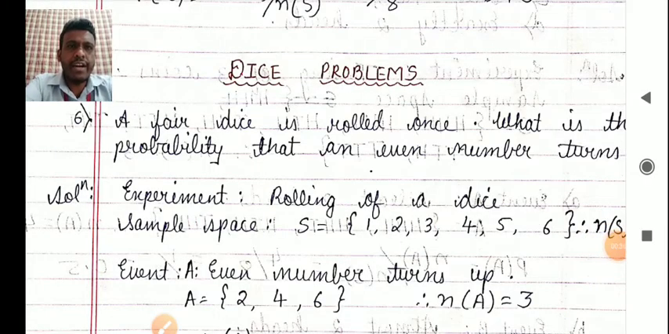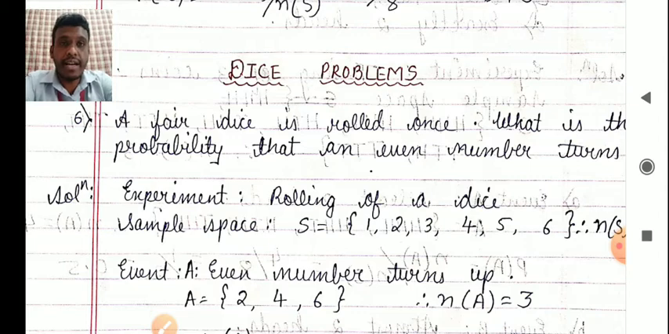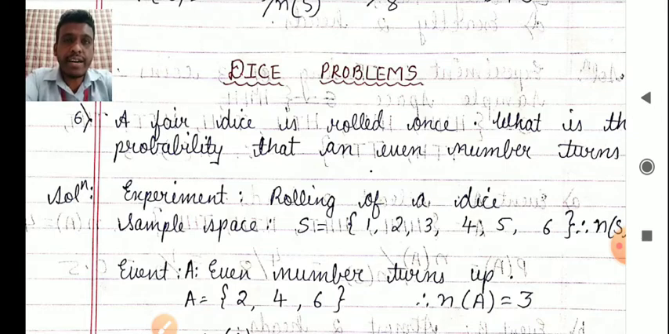So yesterday we had taken problems on dice, problems on coins. Today we shall take problems on dice. Dice has 6 faces, as we have seen. 6 faces are numbered 1, 2, 3, 4, 5, 6. When you roll one dice at a time, you will get either of these 6 numbers, that is 1, 2, 3, 4, 5 or 6, which is your sample space. So let us take a problem.